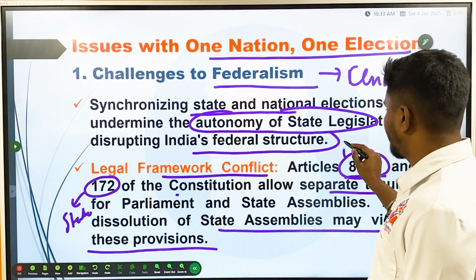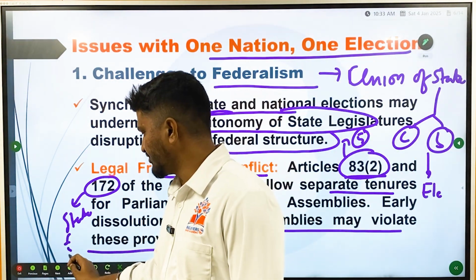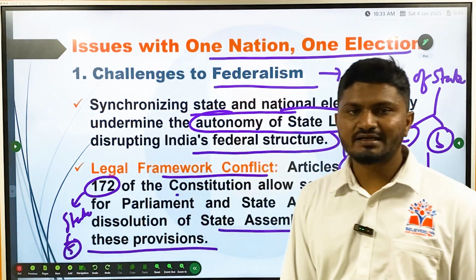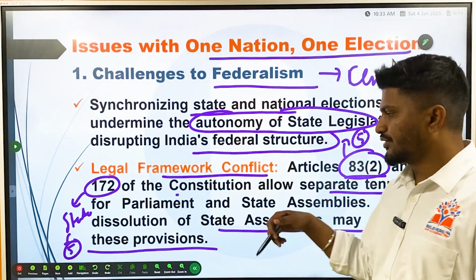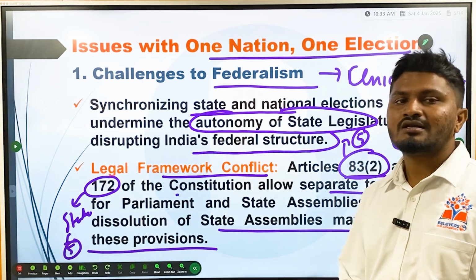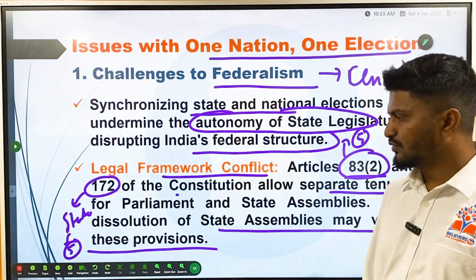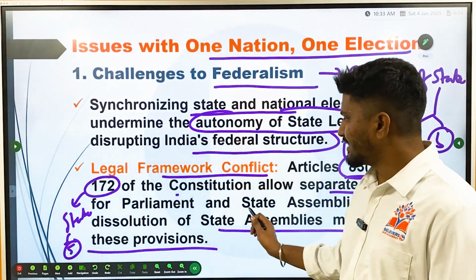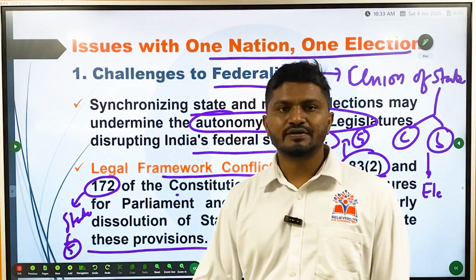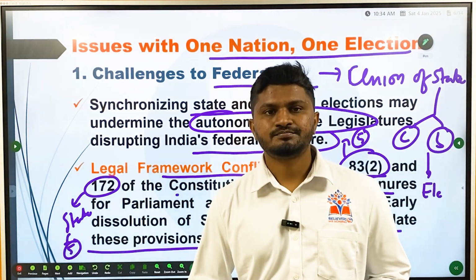Parliament has a fixed term of 5 years and state assemblies also have a fixed term of 5 years. Now if you want to conduct simultaneous elections, you have to either reduce the term of Parliament or reduce the term of states which are non-synchronous with the central government. So most probably you are going to reduce the term of state assemblies. That is against Article 172. So that is in contravention to the Constitution itself.